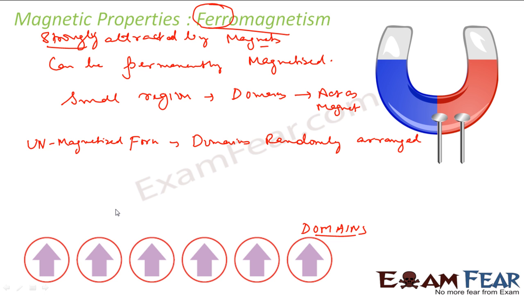So what are ferromagnetic substances? They are strongly attracted by magnets, and they can be permanently magnetized. What is the logic behind it? In ferromagnetic substances, we have small regions called domains, and they act as magnets. In the unmagnetized form, these domains are randomly arranged. When you apply a very strong magnetic field, these domains are properly arranged, and even if you remove the field, they stay in the same position, and thus they become a permanent magnet.